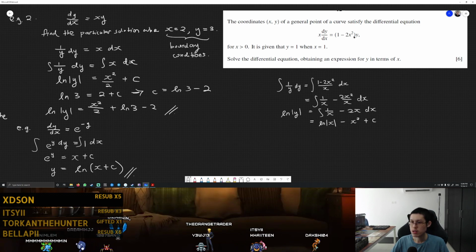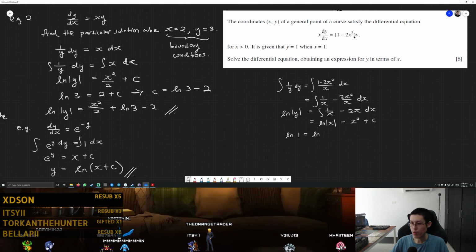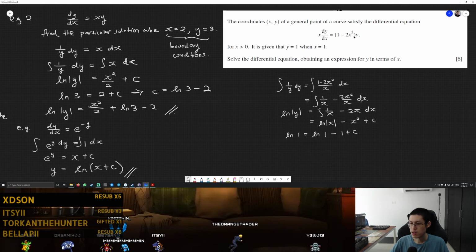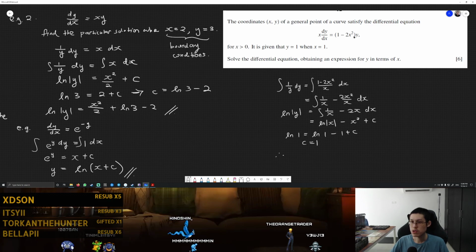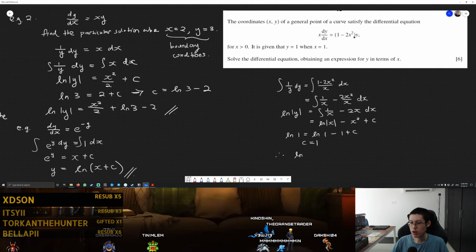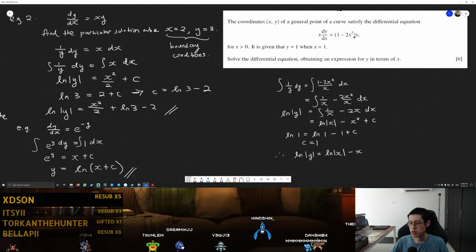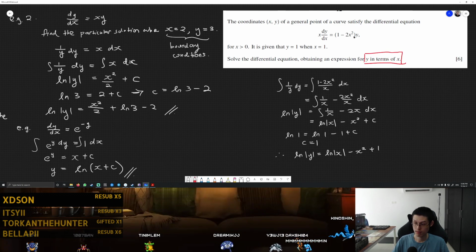Okay, and then now we're going to substitute our boundary conditions inside to find c. So we're going to get ln 1 equals ln 1 minus 1 plus c. So therefore, c must be 1. Therefore, my particular solution is going to be ln modulus y equals ln x minus x squared plus 1. But you can see the question wants you to express y in terms of x. So your y must be the subject.